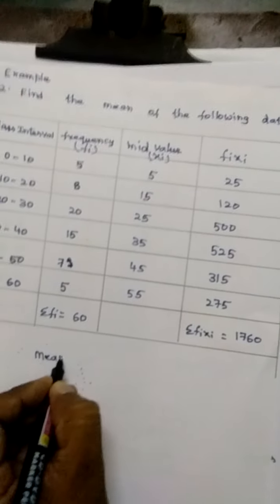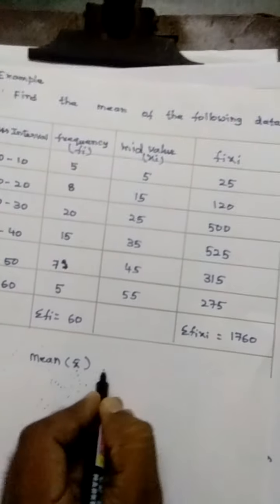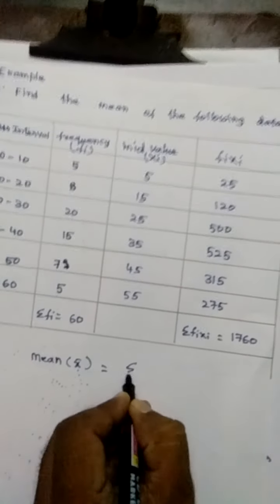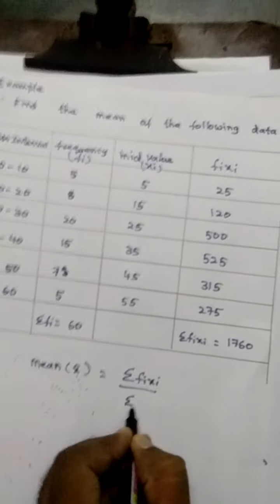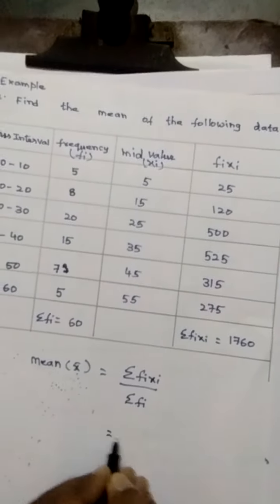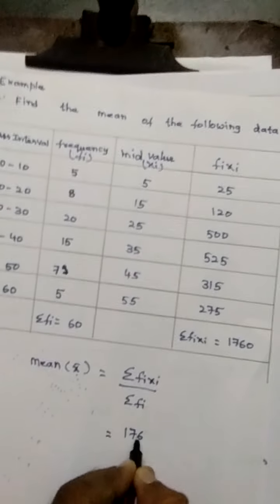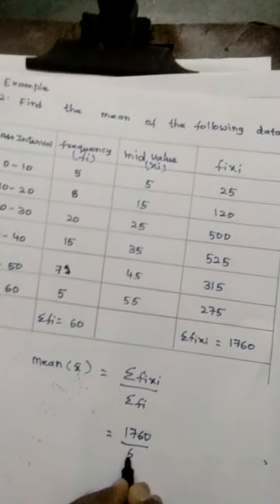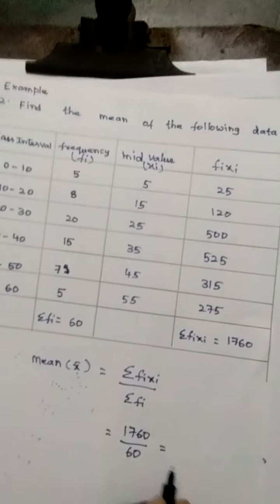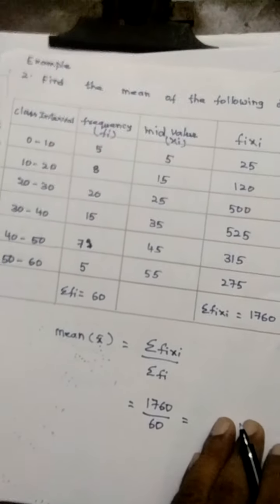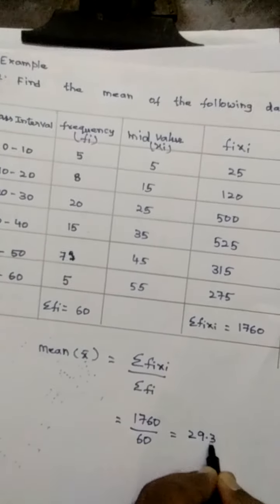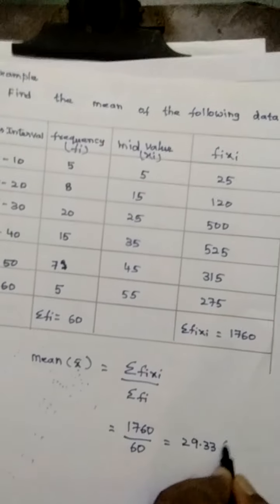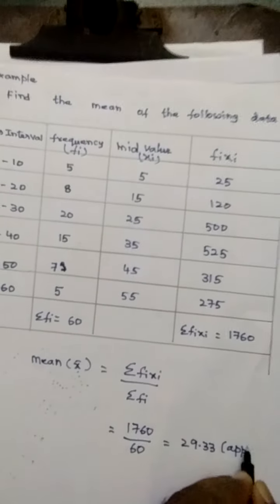Mean x bar is equal to sigma fi xi by sigma fi, that is 1760 divided by 60. You will get the value approximately 29.33, approximate value.